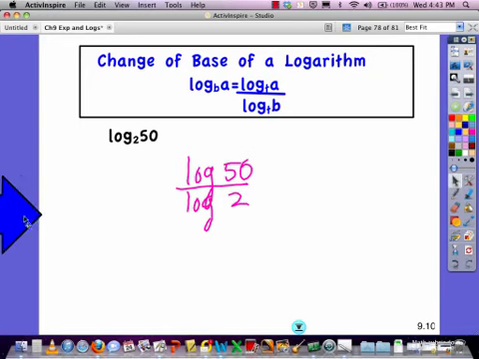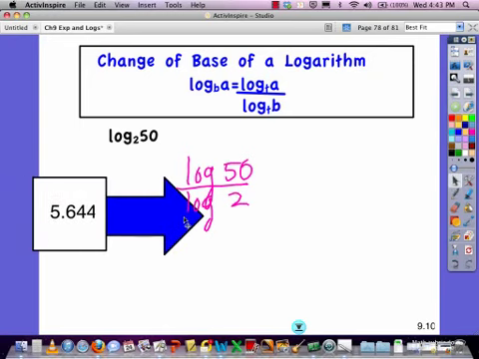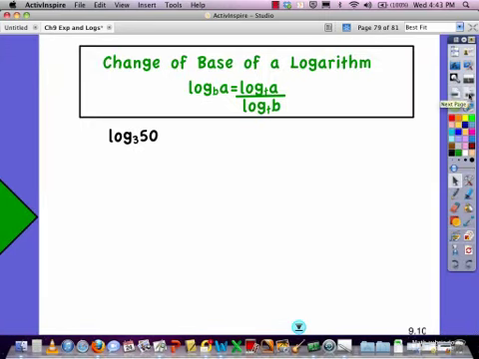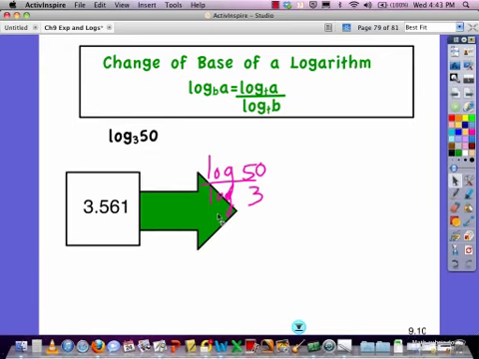Rounding. Did you get a 5.644-ish? We already had that figured out. It needed to fall between, but now we're getting a better answer. Change of base formula. We're in base 3 this time. So the log of 50 divided by the log of 3. Rounding carefully. Hundreds, thousands, whatever the direction says. Apparently thousands.